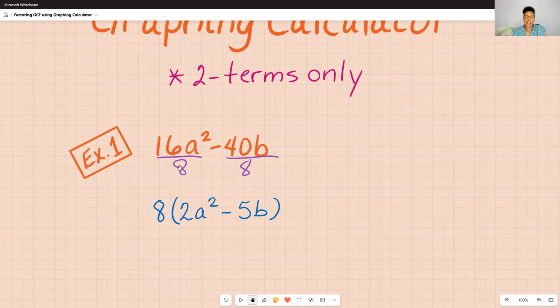Whenever I have a GCF, it's on the outside of my parentheses. That is what I'm actually dividing each term by. So 16 divided by 8 leaves me with 2. And there's an a squared here, but there's not an a on the other side, so I can't take out the variable a. So I'm just going to bring the a squared down. And then I have negative 40 divided by 8, which leaves me with negative 5. And then I bring the b down as well. I couldn't take out a b either because the first term did not have one.